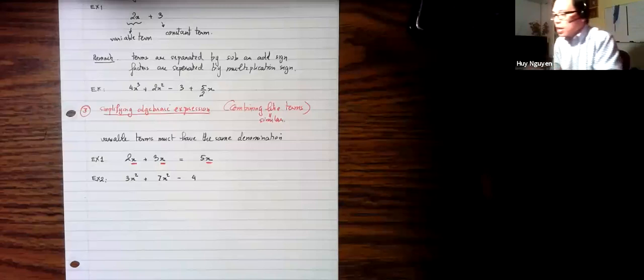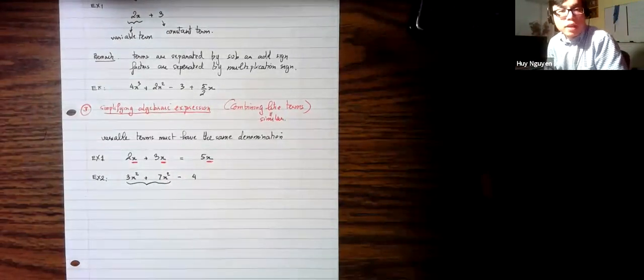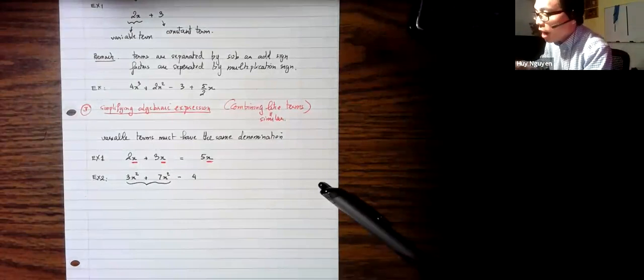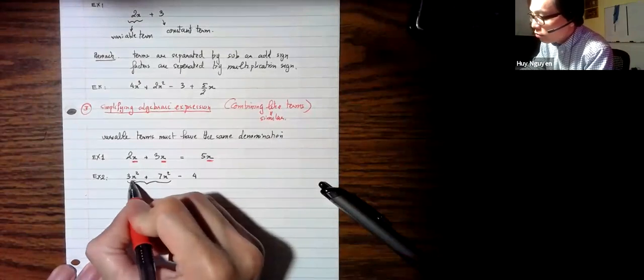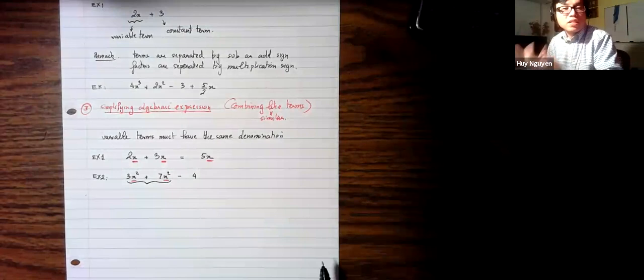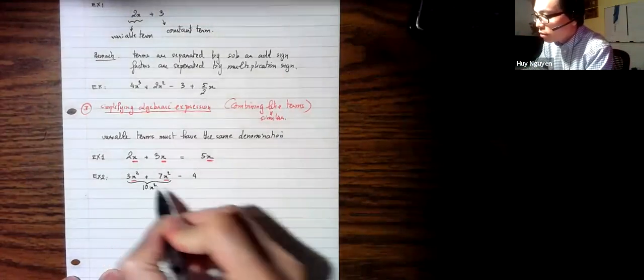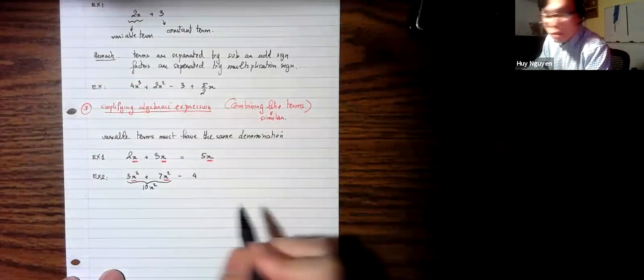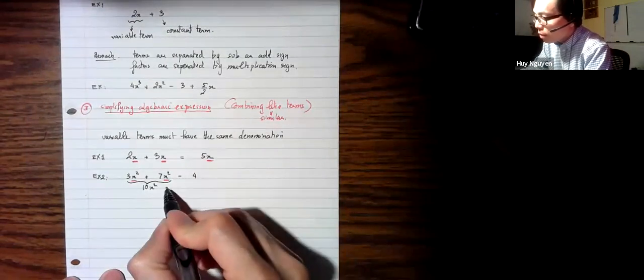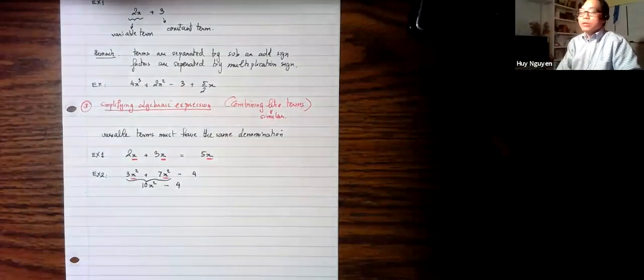It means that I can only combine these. The reason I can combine them is because they have the same denomination. The denomination in this case is x squared. So 3x squared plus 7x squared gives you 10x squared. But we cannot combine with 4, so I'm just going to leave 4 over there. So our answer will be 10x squared minus 4.